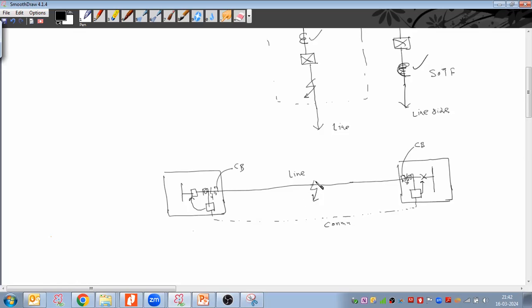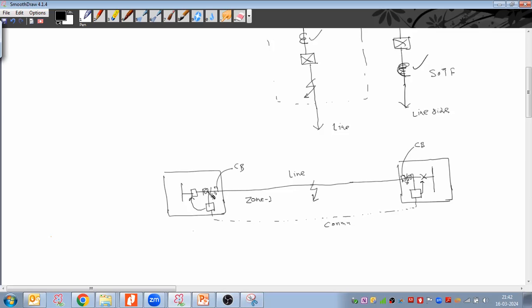And when this fault happens, suppose this fault is in zone 1 of this line. This zone we have discussed in class day 13. So please, others, go and check there about the zone 1. So suppose the fault happens in zone 1 of this line substation.